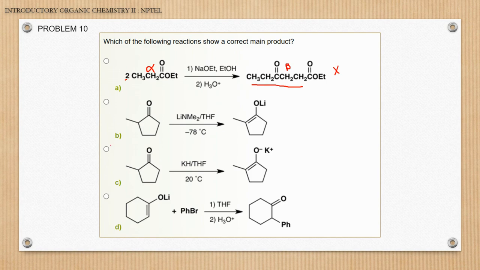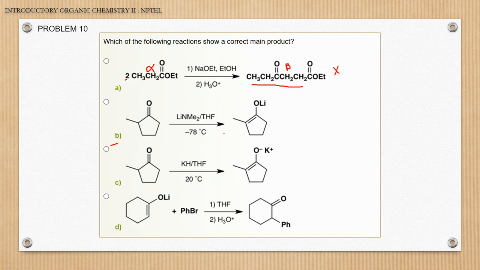So now coming to problem number B. Here they have treated it with lithium dimethylamide and THF. So basically it is also an LDA kind of species with methyl instead of isopropyl group. I have already told you about the kinetic and thermodynamic enolate. So now you have to tell me, is the B reaction right or not? Is the outcome correct or not?